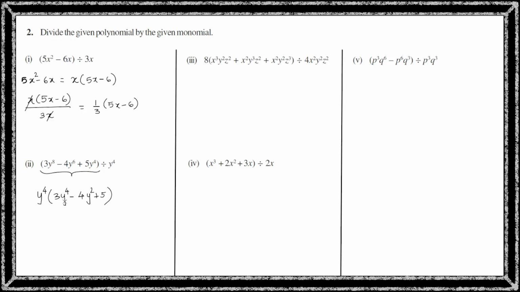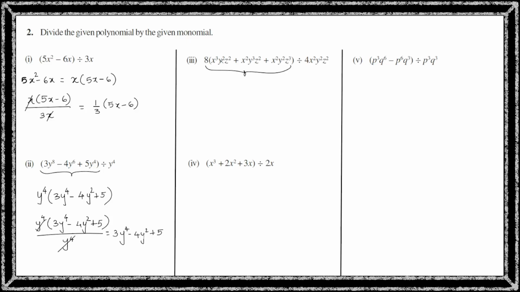If you use your identity, you could factorize this, but then you will get irrational coefficients. So let us see if this is going to be enough, because in this case, the denominator is getting cancelled with the y power 4. So I can leave it at that, right? Y power 4 is getting cancelled, and my answer is 3y power 4 minus 4y square plus 5. So that's my answer.